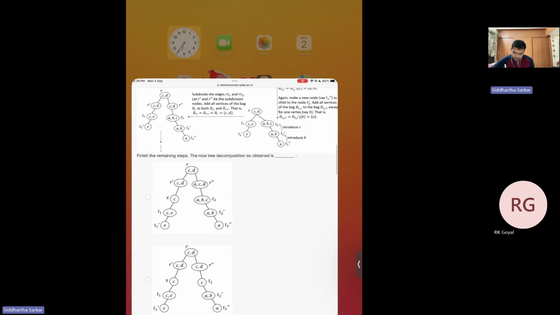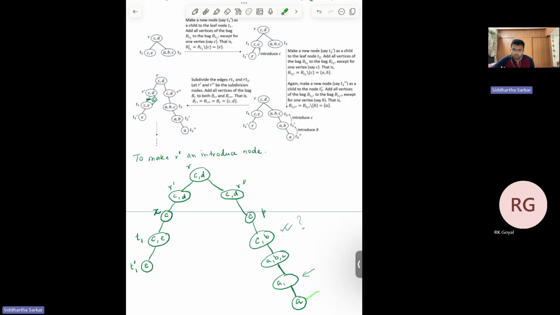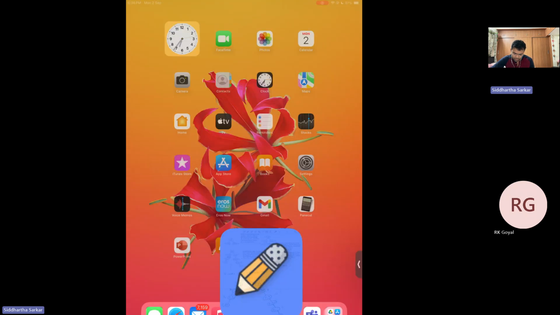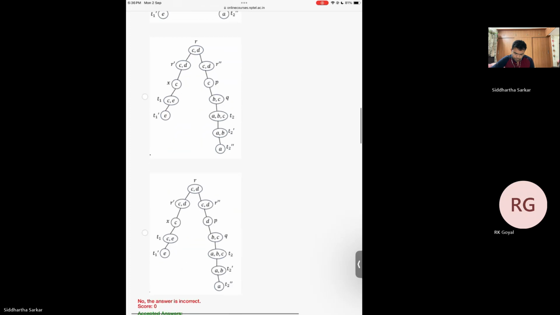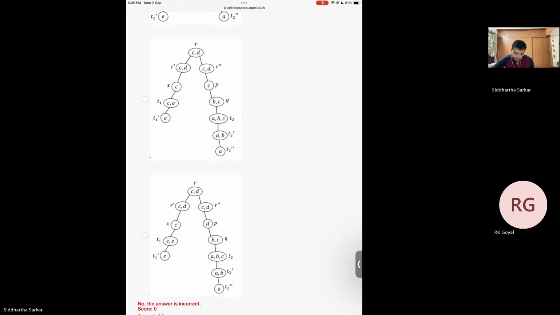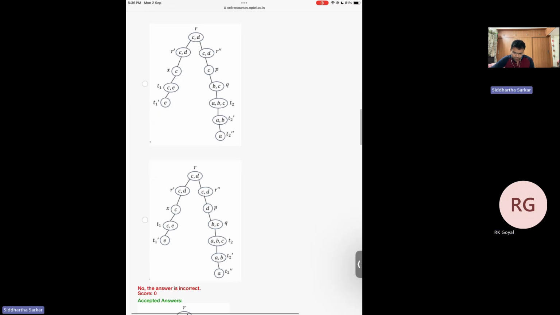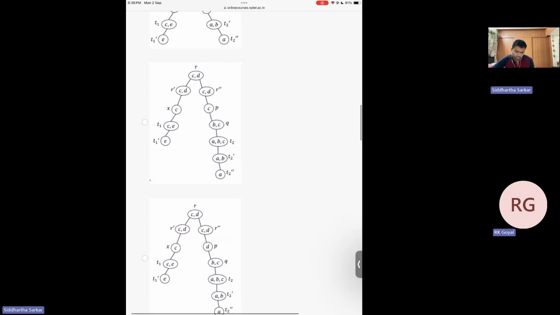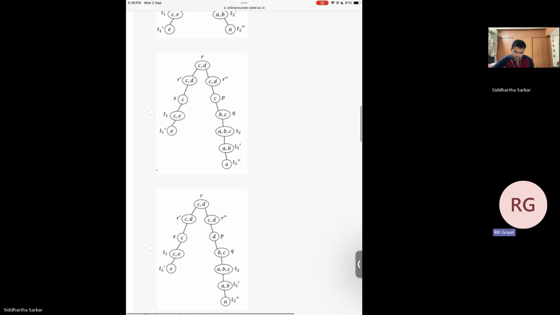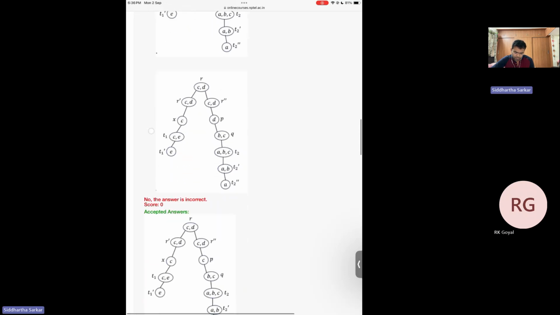How many nodes are there? 1, 2, 3, 4, 5, 6, 7. So including the root on the right side, there are 7. Okay. Yes, so I think this option is correct. The last one is not correct. The second last one is correct. So this is the accepted answer.